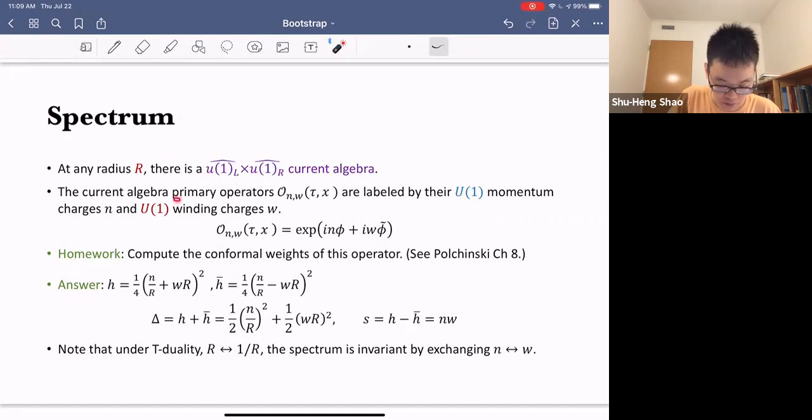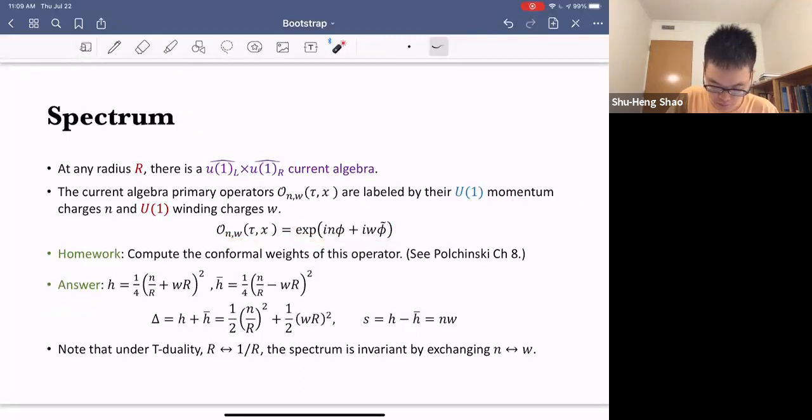The primary operators with respect to this u(1) cross u(1) current algebra are denoted as follows. It's labeled by two integer charges. Little n is the integer charge of the U(1) momentum symmetry. Integer w is the integer charge of the U(1) winding symmetry. And it can be simply written as this.